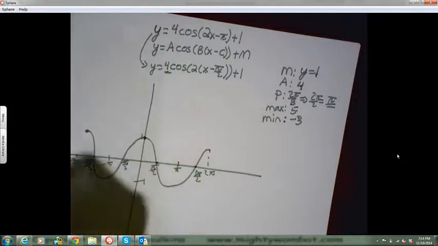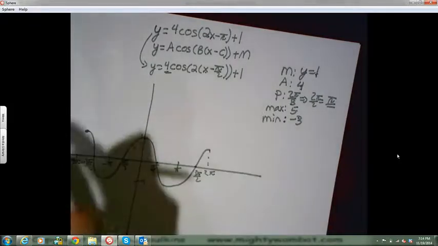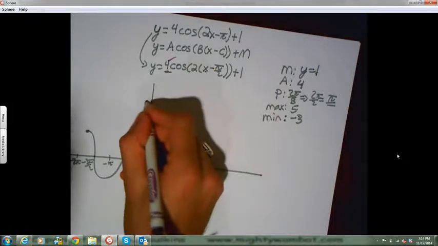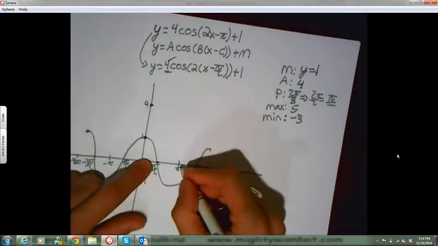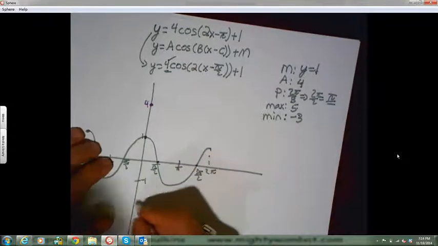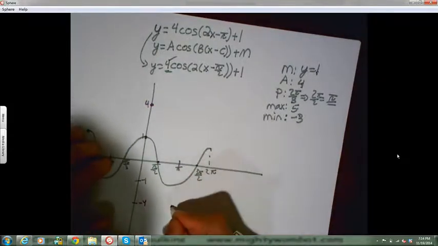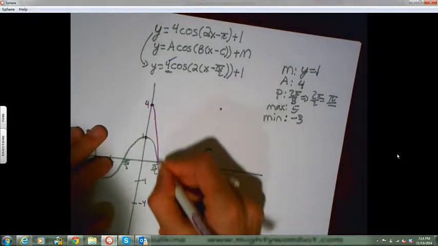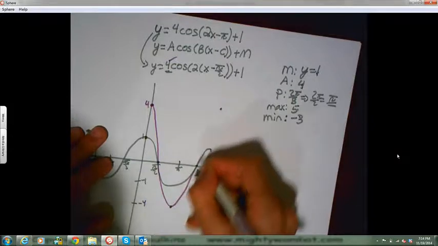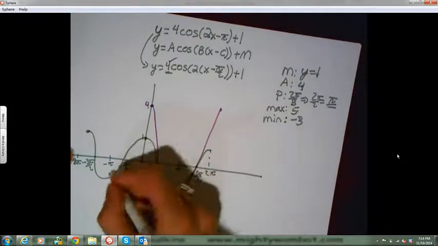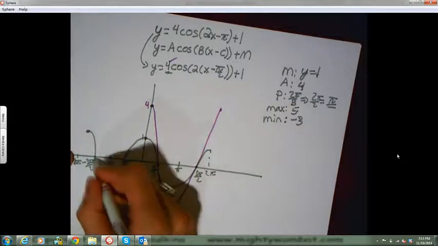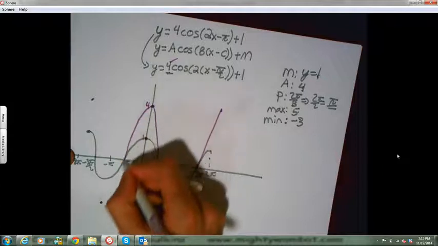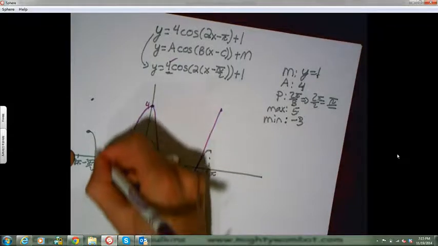Alrighty. Now in purple, I'm going to take care of the multiplying by 4. 1 times 4 is 4. 0 times 4 is still 0. Negative 1 times 4 is negative 4. 0 times 4 is 0. 1 times 4 is 4. So coming down and up. Over here 0 is 0. Negative 1 goes down to negative 4. 0 is 0. 1 is up to 4. And we're coming down. There we have that.